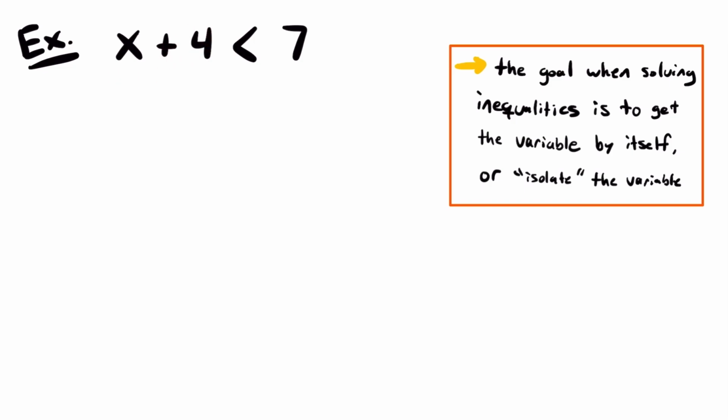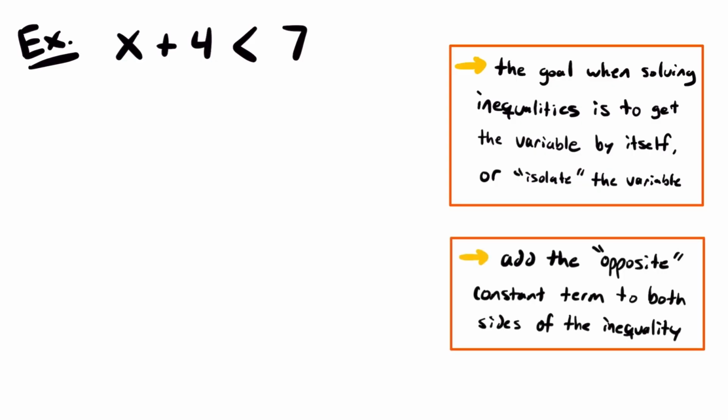And so in order to solve this inequality, we have to get rid of that constant term, which is pretty straightforward to do. It's just like solving an equation. We can use the addition property of inequalities that I just demonstrated and add the opposite of this constant term to both sides of the inequality. So in this case, we would want to add -4 to both sides, or really, you could view it as subtracting 4 from both sides.